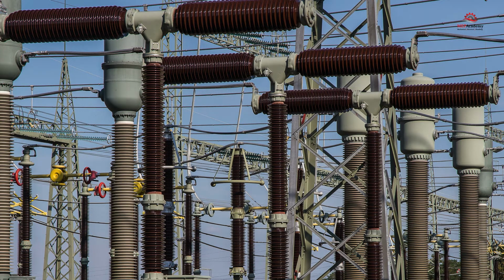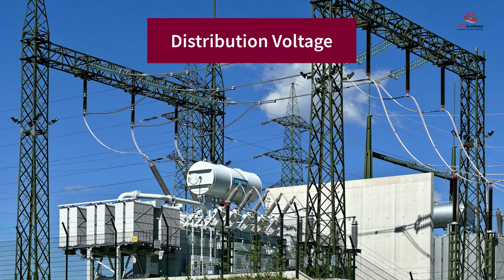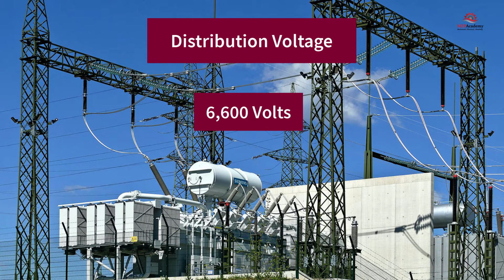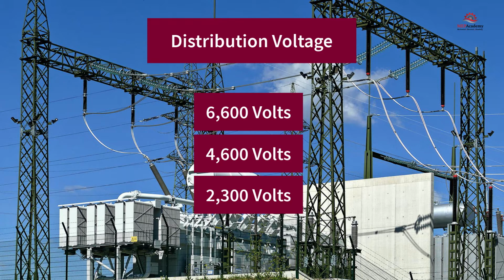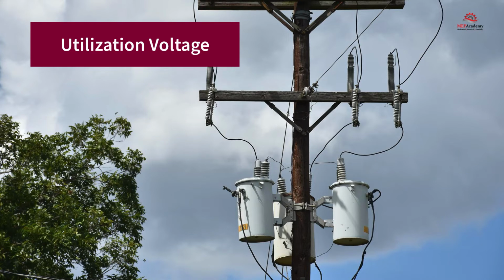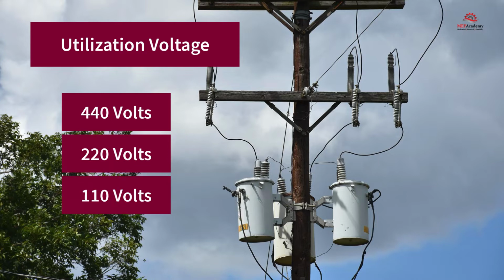The transmission voltages then arrive at the load centers, where they are reduced to distribution voltages of 6,600, 4,600, and 2,300 volts. This distribution voltage then gets reduced, or stepped down, to the utilization voltage that the customer uses, at voltages of 440, 220, or 110 volts. Transformers are highly efficient at full load, with efficiencies running 95% or greater.